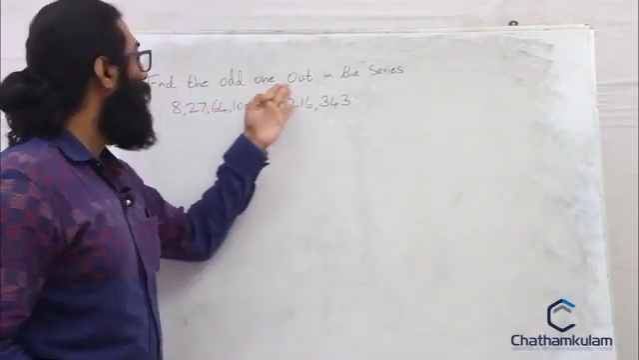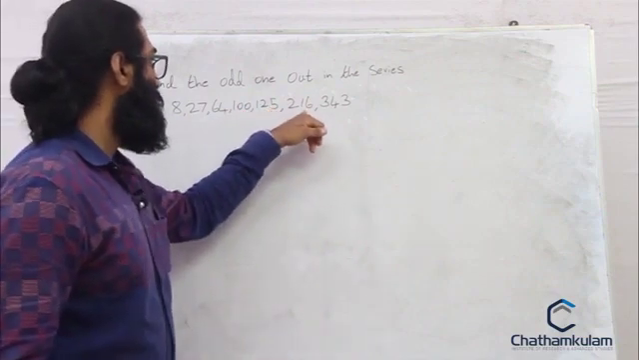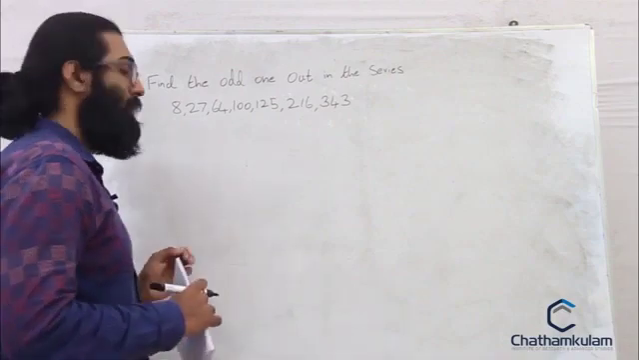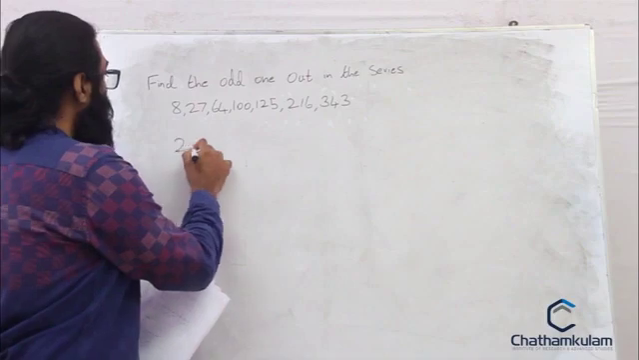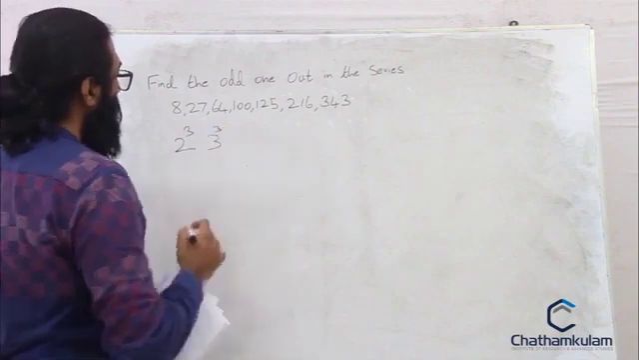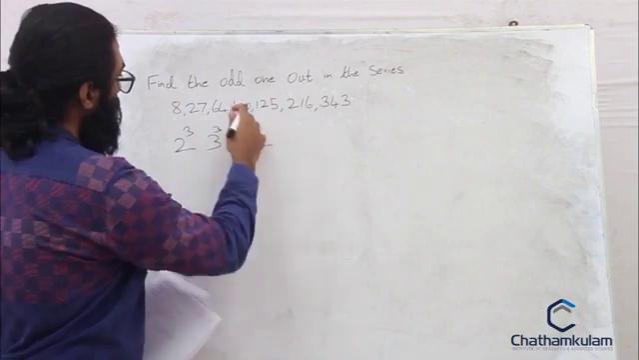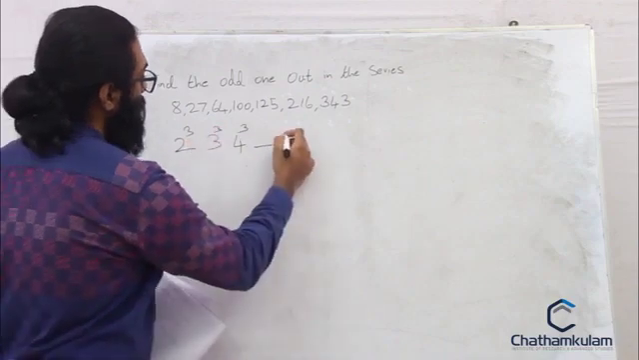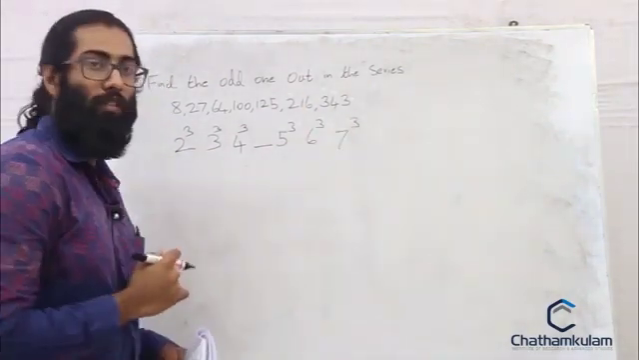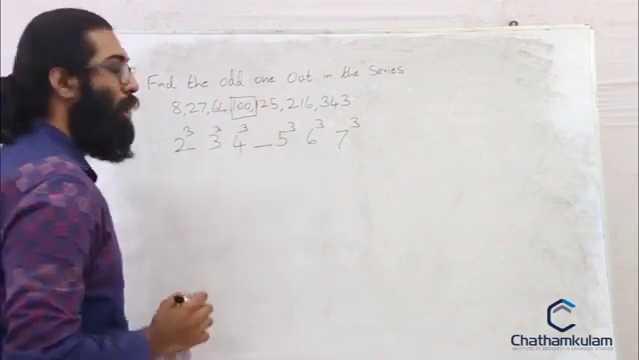So the next question is, find the odd one out in the series. The series given is 8, 27, 64, 100, 125, 216 and 343. We have to find out the odd number in the series. If we just look at the question, we can find that 8 is the cube of 2. That is, 2 cube is 8. And 27, 3 cube is 27. 4 cube is 64. Then we can say there is no cube root for 100. Then 5 cube is 125. 6 cube is 216. And 7 cube is 343. So we can say that here 100 is not a cube of any number. We can say that 100 is the odd one out in the series.